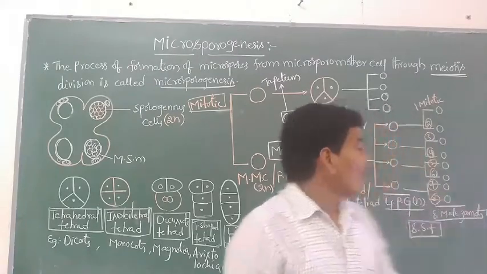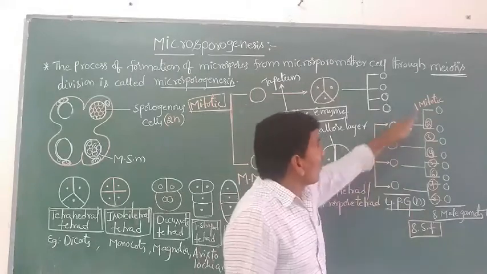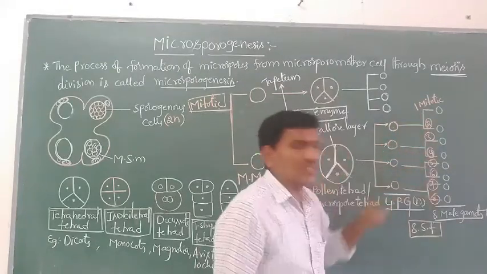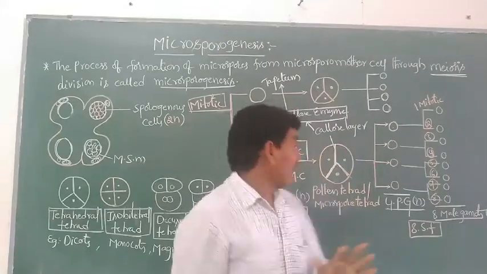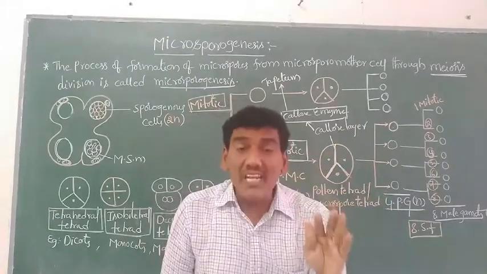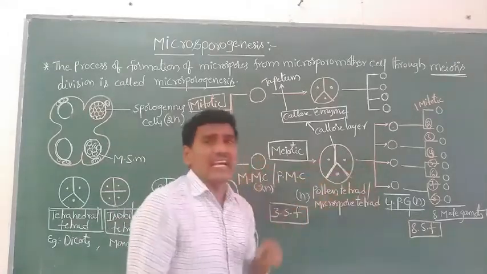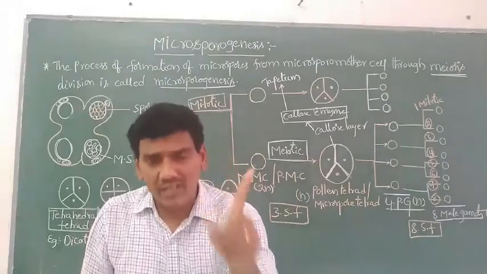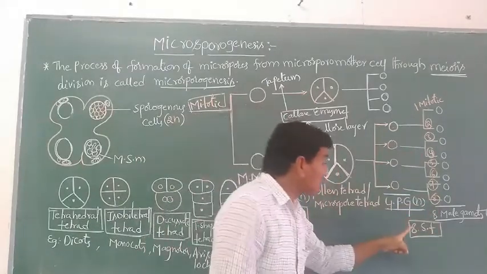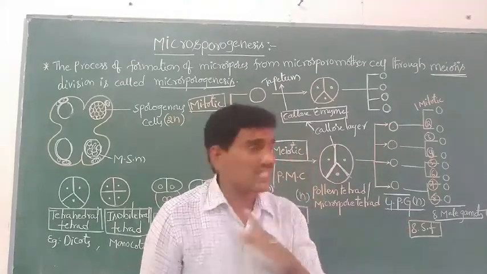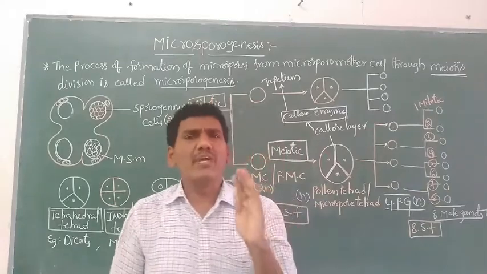For the formation of the 8 male gametes, how many mitotic divisions are required? 8 mitotic divisions: 1, 2, 3, 4, 5, 6, 7, 8. 8 mitotic divisions are required for the formation of 8 male gametes. For the formation of the 4 pollen grains, how many meiotic divisions are involved? 1. For the formation of the 8 male gametes, how many mitotic divisions are involved? 8 mitotic divisions. This is a very important concept.